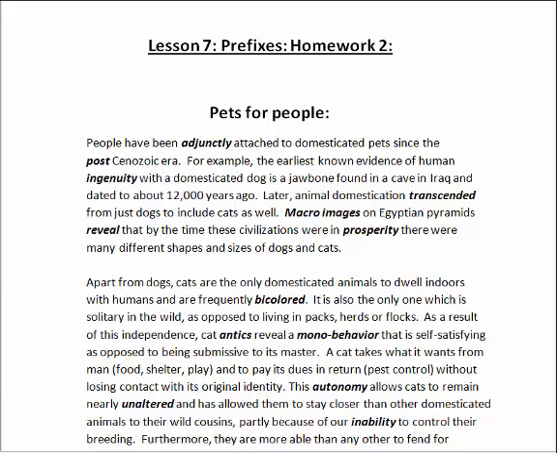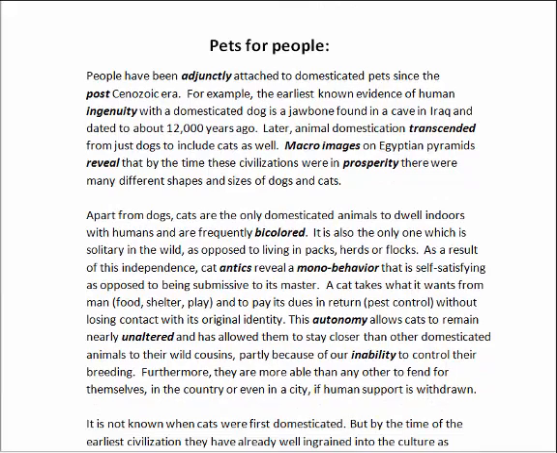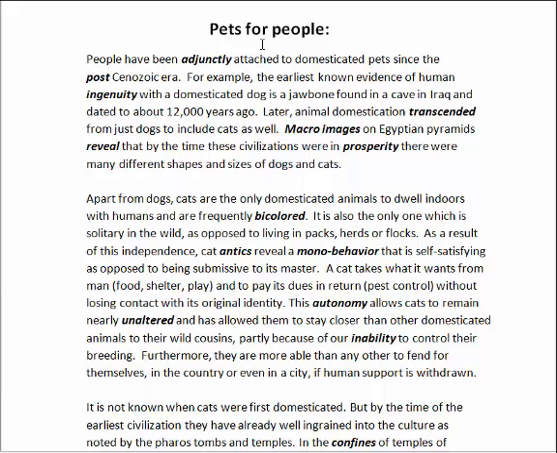All right, anyways, let's get serious, kids. We'll get started here with this particular passage. The name of the title, as we mentioned before, was Pets for People. Let's break it on down here. When you look at the topic sentence, here's what it says. It says people have been adjunctly attached to domestic pets since the post-Cenozoic era.